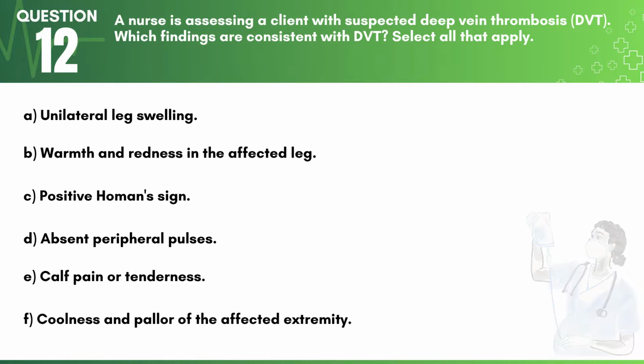Question 12. A nurse is assessing a client with suspected deep vein thrombosis, DVT. Which findings are consistent with DVT? Select all that apply. A. Unilateral leg swelling. B. Warmth and redness in the affected leg. C. Positive Holman's sign. D. Absent peripheral pulses. E. Calf pain or tenderness. F. Coolness and pallor of the affected extremity.